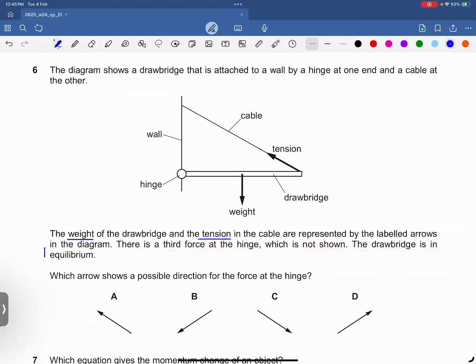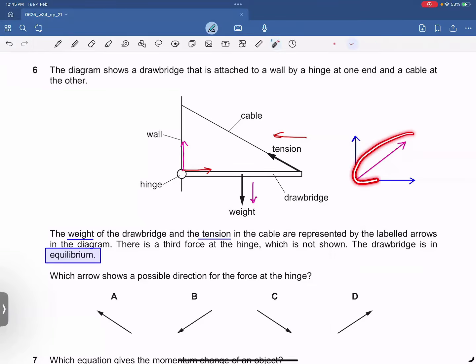Now you have to highlight the term equilibrium. Equilibrium means the resultant force is 0. So the third force should cancel both of them. To cancel the left tension component, the force should be to the right. To cancel the downward weight, the force should be up. So right is to cancel tension, up is to cancel weight, so the resultant could be somewhere between them to cancel both of them. Look which arrow looks like that.